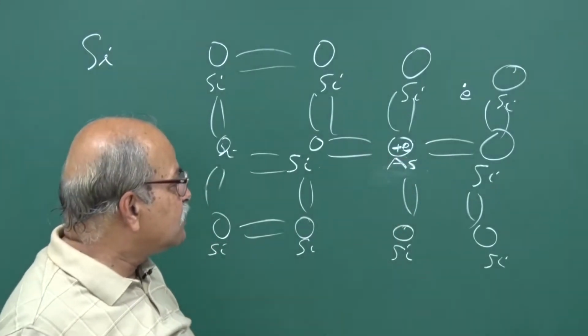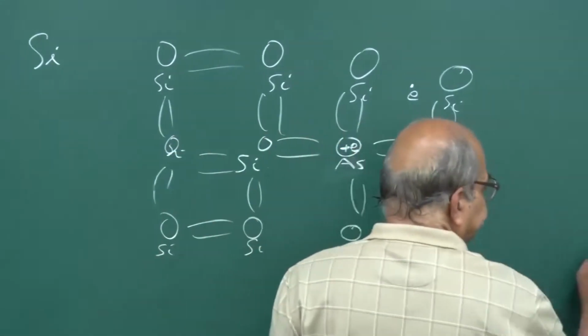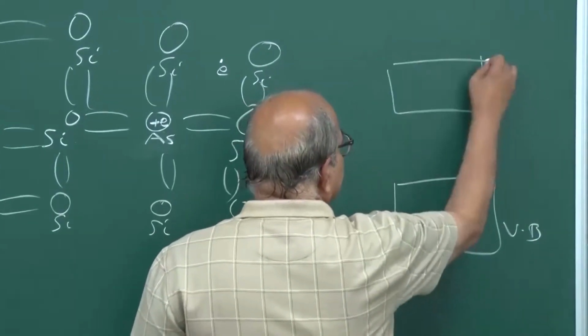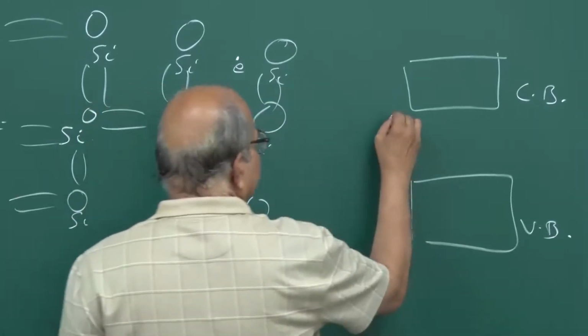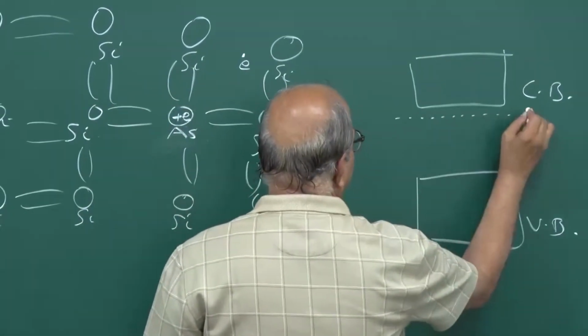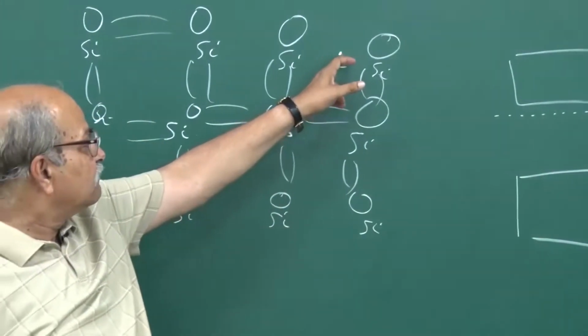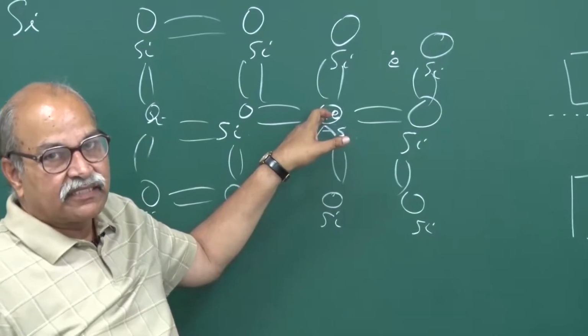And this introduces new energy levels in that diagram, the valence band and conduction band diagram. We said that new energy levels are introduced here, impurity levels. This impurity level is essentially the energy of this electron in the field of this plus e charge.